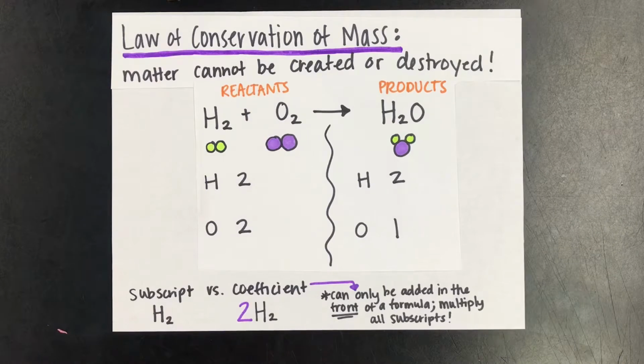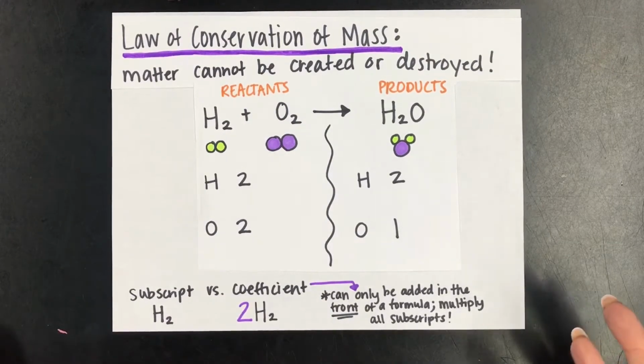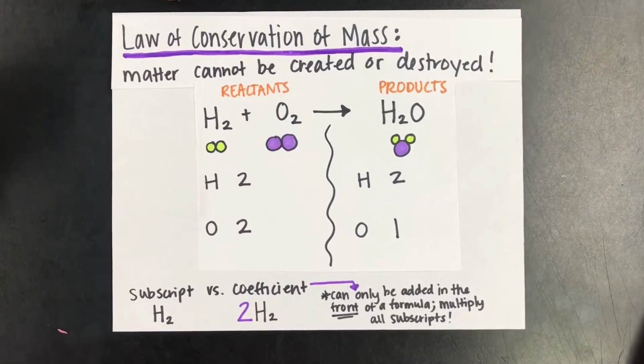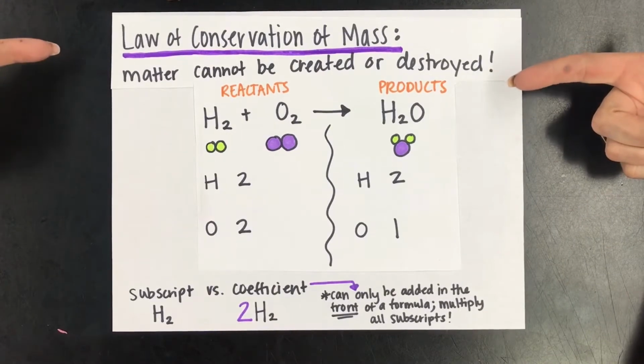All right, so let's look at how we balance chemical equations by using coefficients and then determining a molar ratio based on the coefficients we use to balance. Okay, that all starts with understanding why we have to balance to begin with. The law of conservation of mass says that matter can't be created or destroyed.